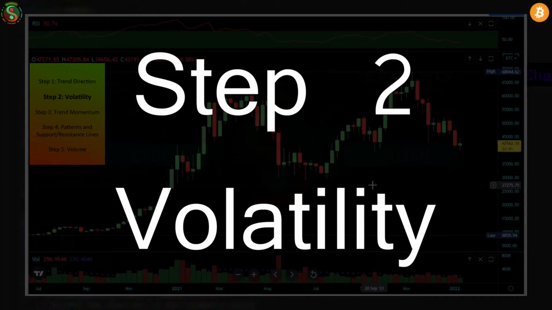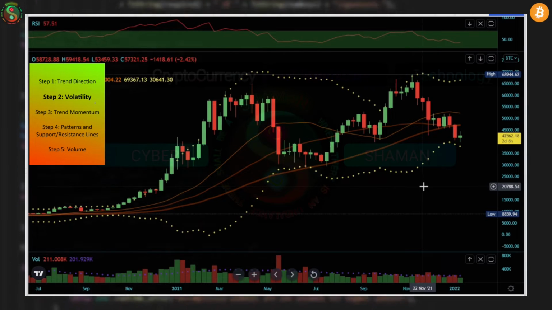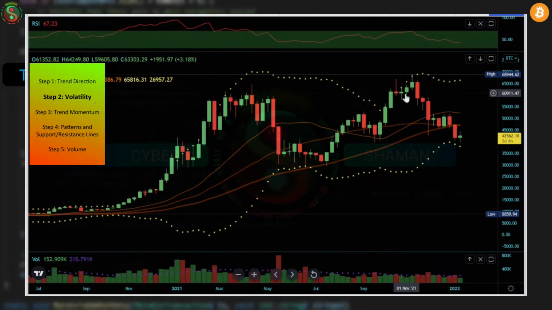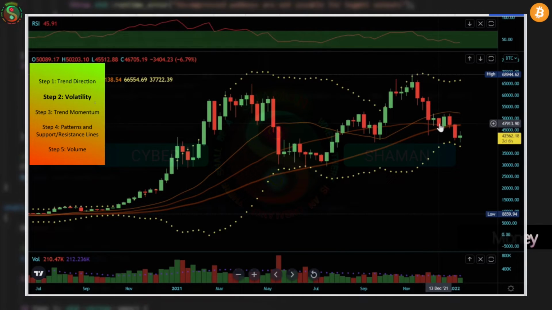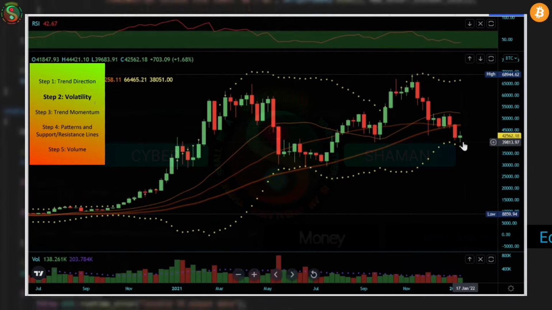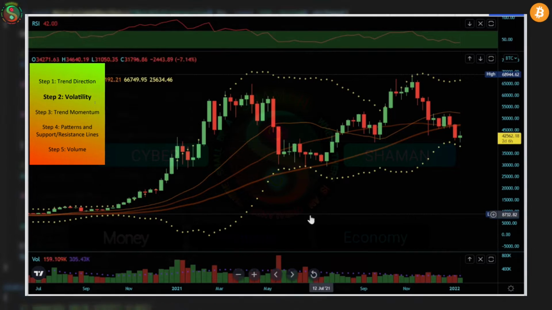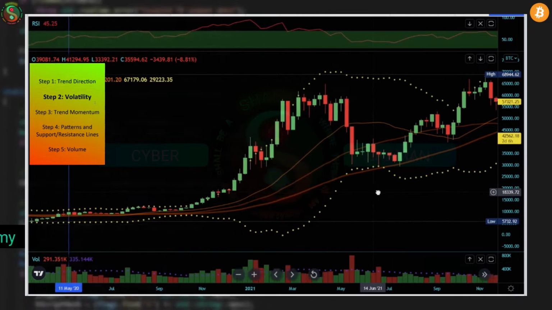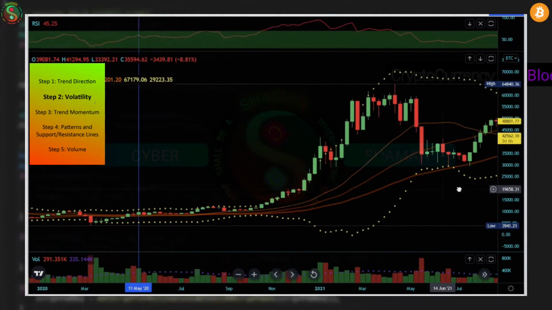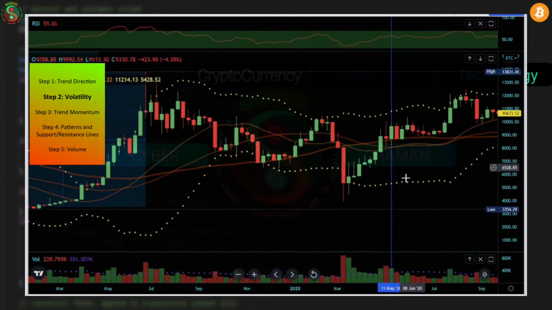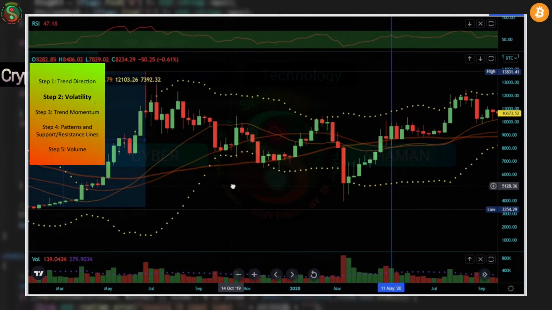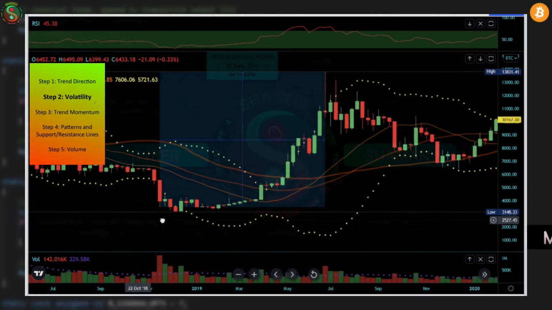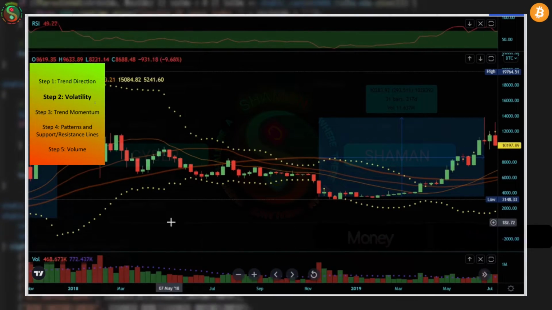Step 2 is volatility. To analyze the volatility, first we check the Bollinger Bands. Price was recently pushed down from the upper band past the midline and is very close to the lower band. Historically, on the weekly time frame, the lower band has acted as perfect support, so we may see a bounce back soon.